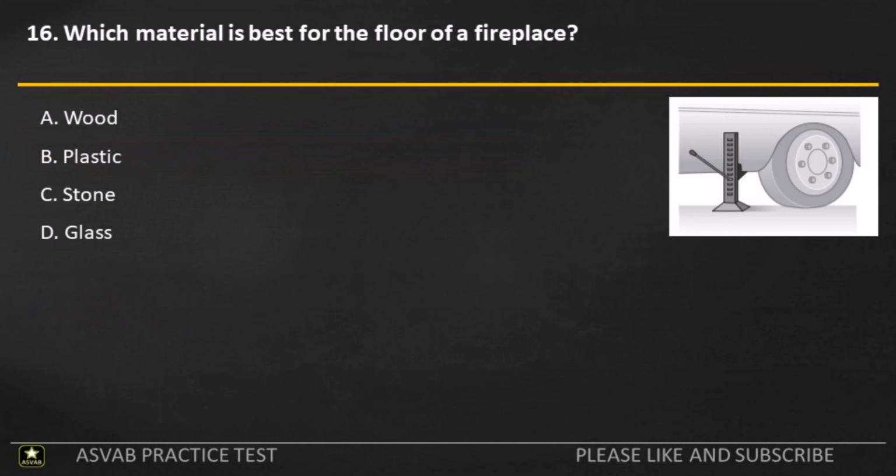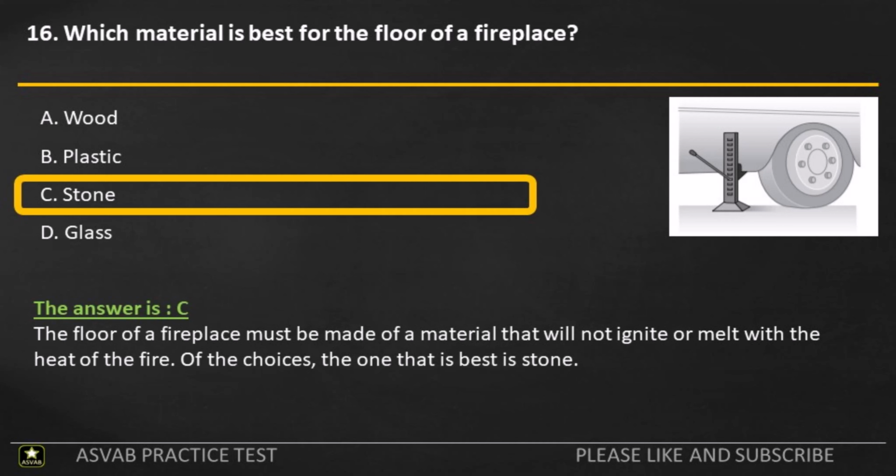16. Which material is best for the floor of a fireplace? A. Wood. B. Plastic. C. Stone. D. Glass. The answer is C. The floor of a fireplace must be made of a material that will not ignite or melt with the heat of the fire. Of the choices, the one that is best is stone.